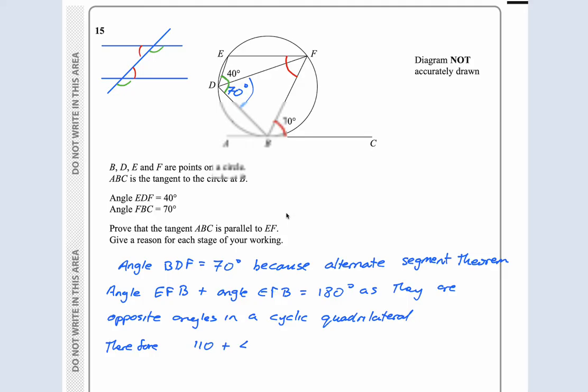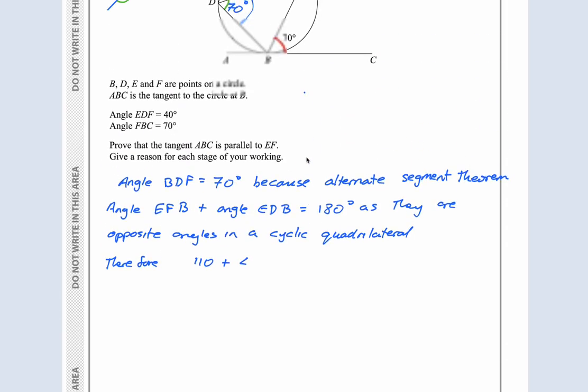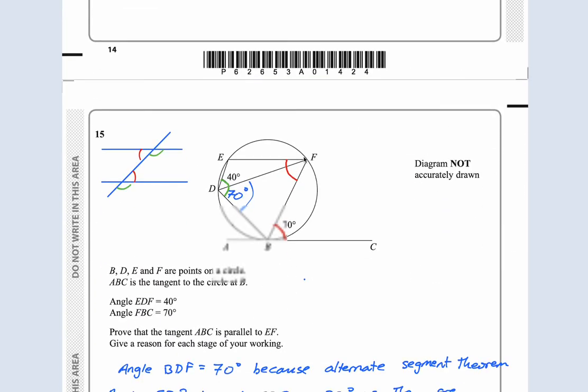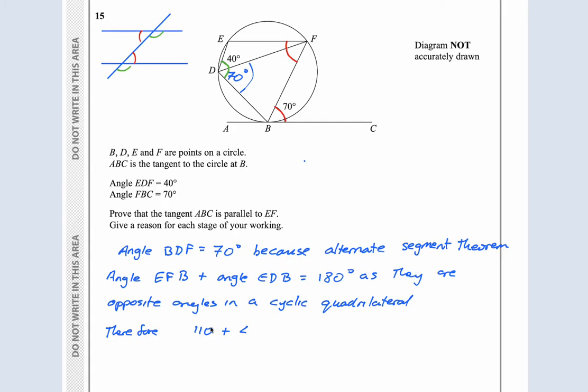Oh no, hang on. What am I doing? This is EFB. Sorry, EFB plus EDB equals 180. Yeah, sorry, I was right. So 110 plus... oh yeah, that's what confused me, guys.